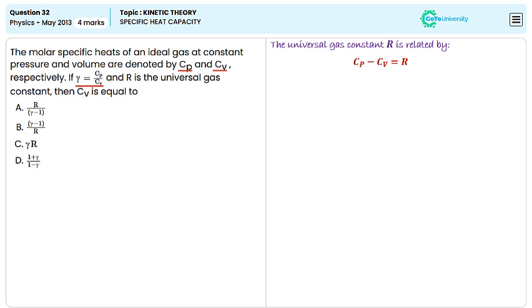From the ratio of specific heats, we can write Cp is equal to gamma Cv. Substituting this in the above equation, we get gamma Cv minus Cv is equal to R. Taking Cv as common outside, we get Cv into gamma minus 1 is equal to R. Therefore, Cv is equal to R by gamma minus 1. Therefore, the correct answer is option A, R by gamma minus 1.